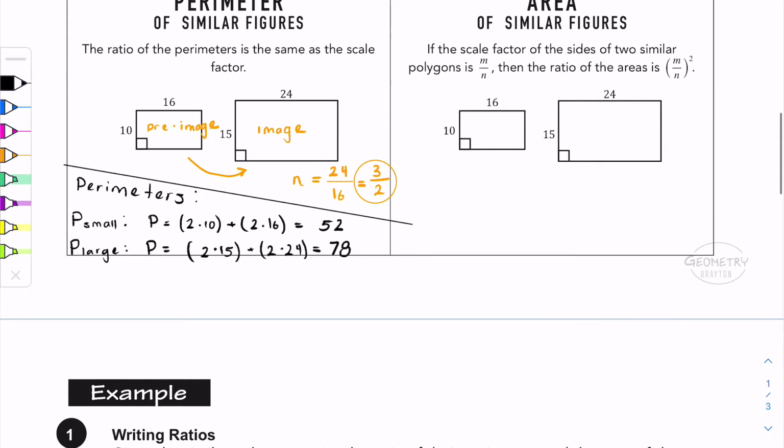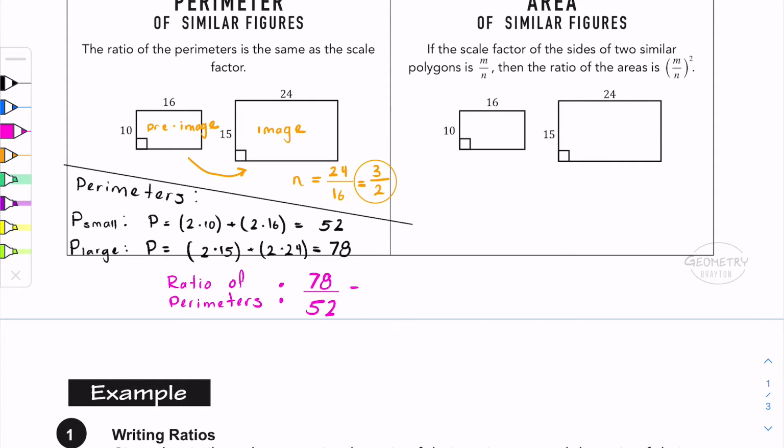So now if we set up a ratio of the perimeters, same thing, we're going to do the large figure or the image on top divided by the pre-image. So we're going to do 78, that's the larger figure, divided by 52.